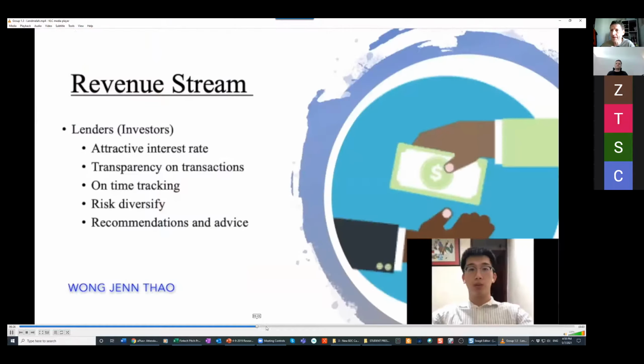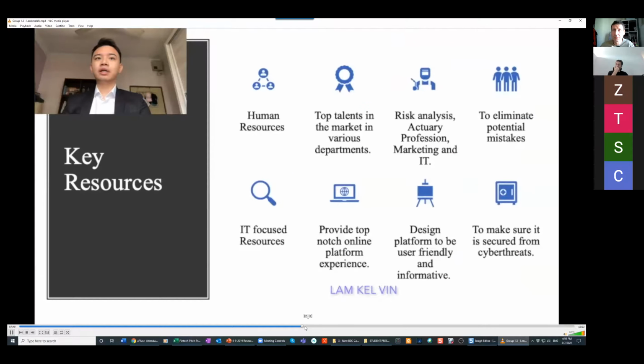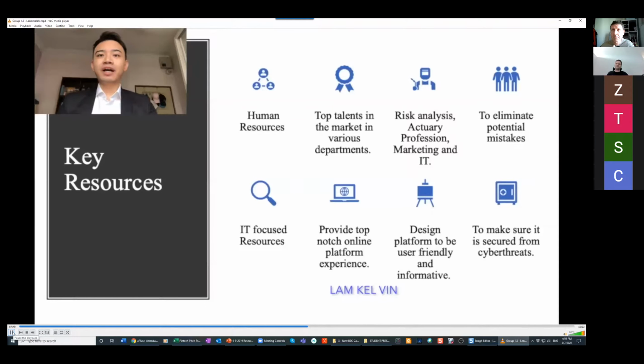Is private information. In addition, they can track their loan portfolio from time to business, so that we hope that all the mistakes can be eliminated. Okay. The next key resources will be IT focused resources that we are going to provide top-notch online platform experience.